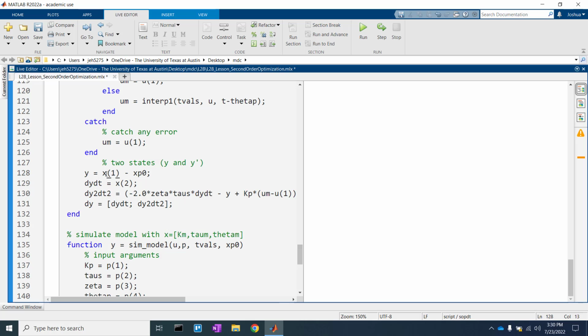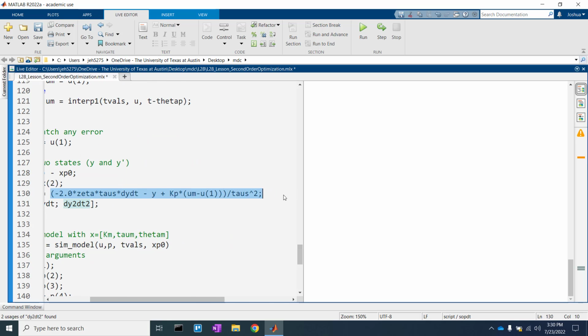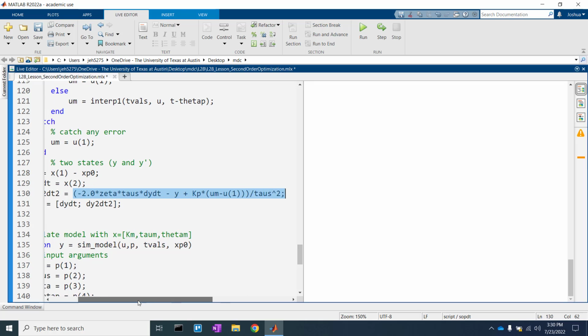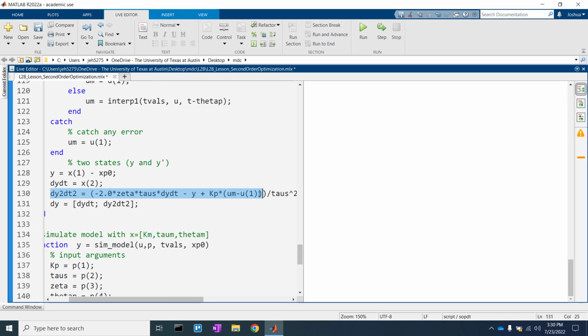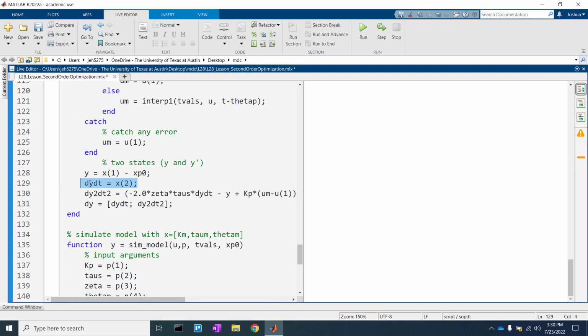So we unpack x into first the actual value and then the derivative. The first derivative right here is dy dt. Our second derivative we calculate as this system right here, and that should look familiar. That's really what our system is, this second order system. And then we put it into this dy, which is equal to this column vector. The whole concept here is integrating the second derivative gives us the first derivative, and this first derivative integrated gives us our y at the next time point.